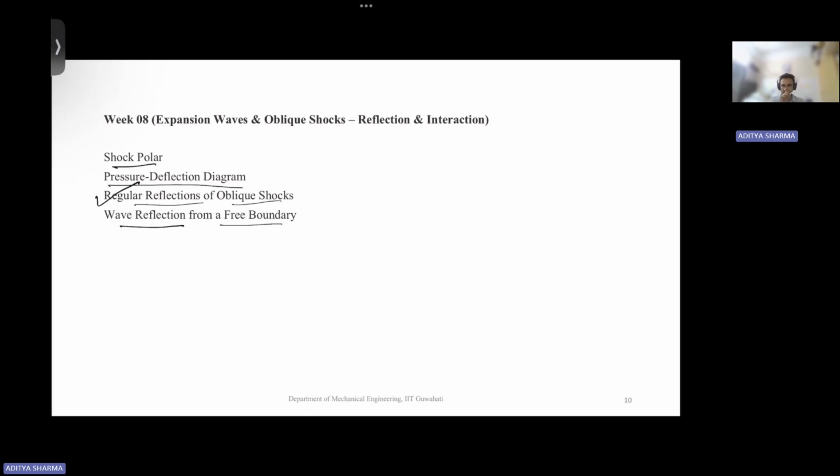Then is your regular reflection of oblique shock. After that is your wave reflection from a free boundary. So regular reflection, I can skip. And in your wave reflection from a free boundary, what happens here is that your oblique shock.